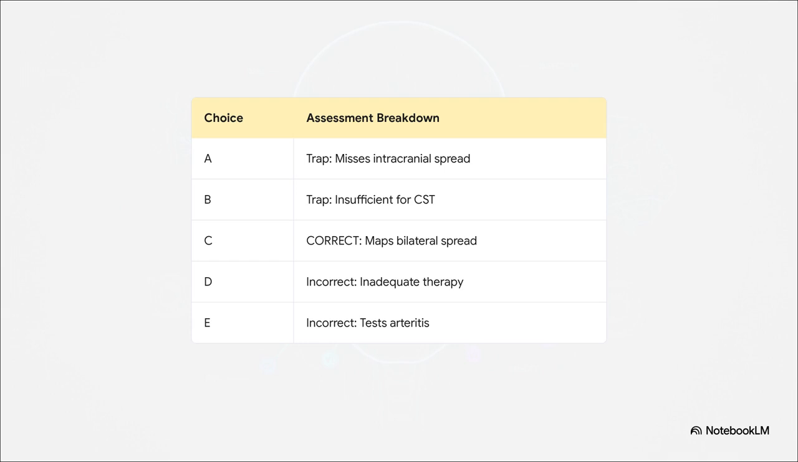Choice C is correct. The student must map the bilateral spread and the specific CN VI and V1 nerve dropouts strictly to cavernous sinus thrombosis. This forcefully bypasses inferior imaging and demands an MRI of the brain with MRV. Choice D is incorrect. Oral antibiotics are totally inadequate for any postseptal or intracranial infection and are really only suitable for preseptal cellulitis. And finally, choice E is incorrect. It tests for temporal arteritis, which affects the elderly and is clinically irrelevant in a 14-year-old with a spreading facial infection.